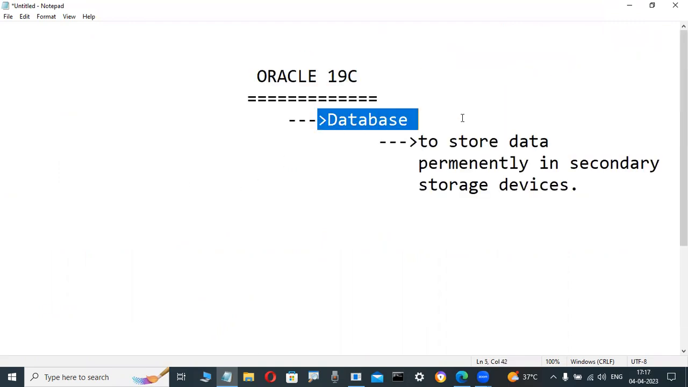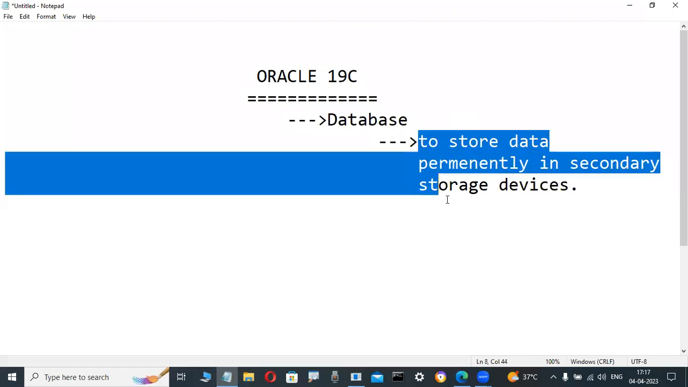What type of product is this? A database product. These database products store data permanently in secondary storage devices. Everyone knows this. Every software engineer, or even a non-technical person, roughly has an idea. But unfortunately, from now on it is different.